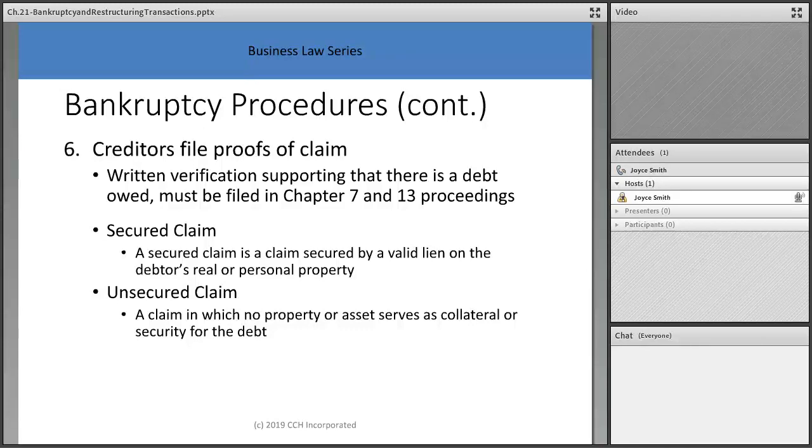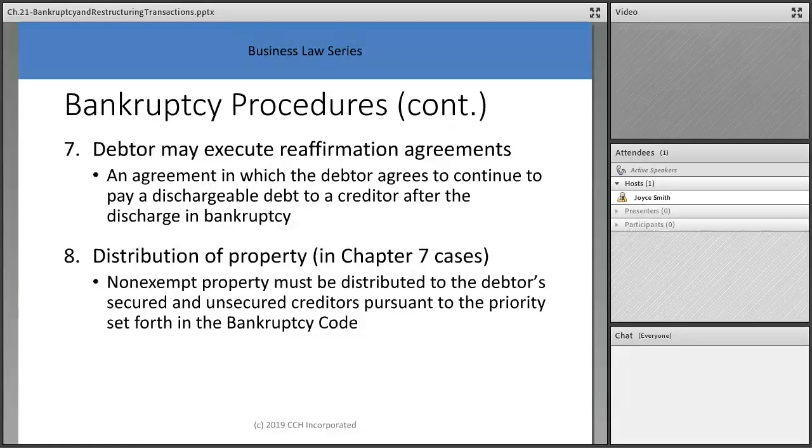Unsecured claim: no property asset serves as collateral or security for the debt. That would be charge cards. For the most part, they're unsecured creditors. The debtor can execute reaffirmation agreements in which the debtor agrees to continue to pay rather than discharge. Or the non-exempt property must be distributed to the debtor's secured and unsecured creditors.